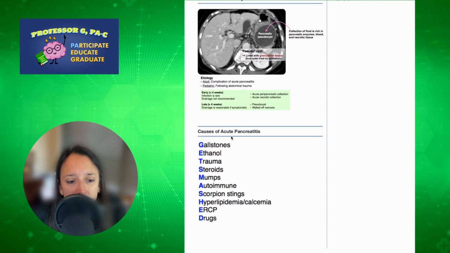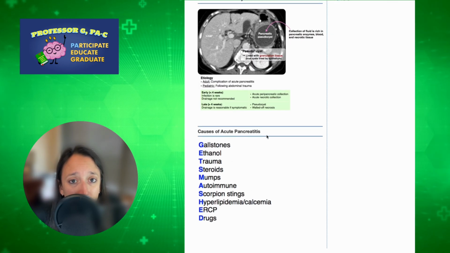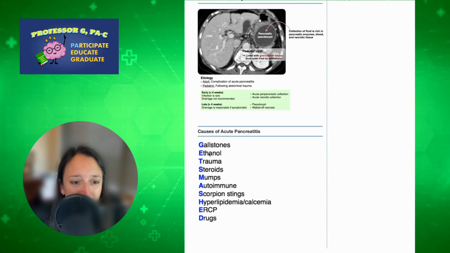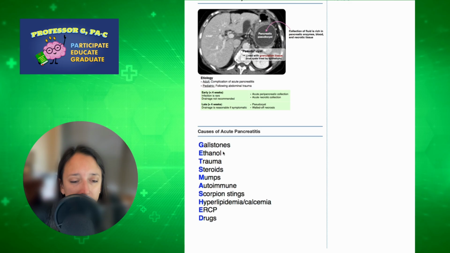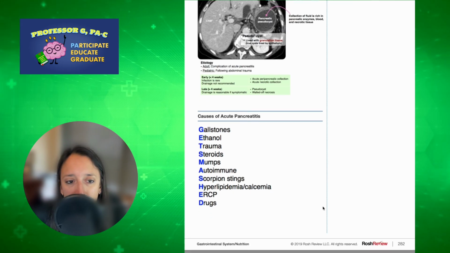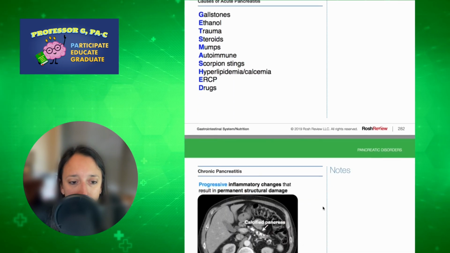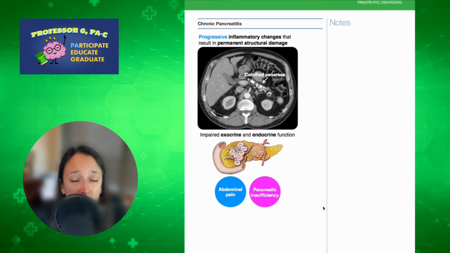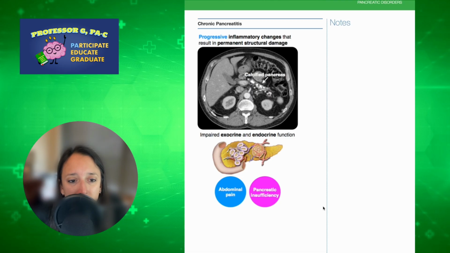One of the things that I see often is the different causes of acute pancreatitis. It's a good pimping point, or a point that they like to ask about. So "I GET SMASHED" is a mnemonic that you can use to remember the different causes of acute pancreatitis.